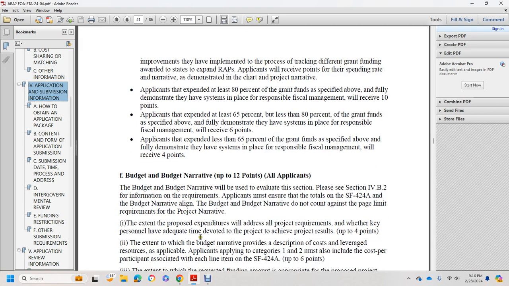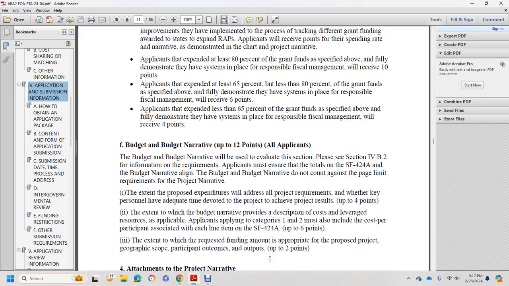The requirements of the project narrative: the extent to which the proposed expenditures will address all the project requirements, and whether the key personnel have adequate time on the project to achieve the project results, up to 4 points. The extent to which the budget narrative provides a description of the leveraged resources for the application, and applicants applying under categories 1 and 2 must include the cost per participant associated with each line item of the standard form 424A, up to 6 points.